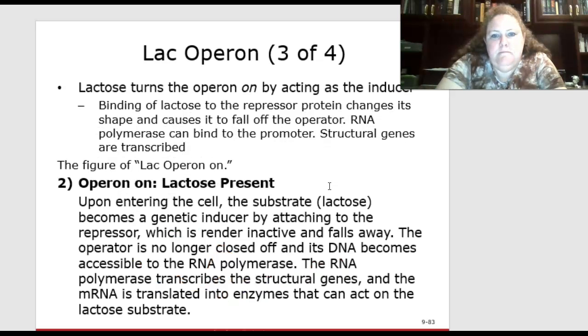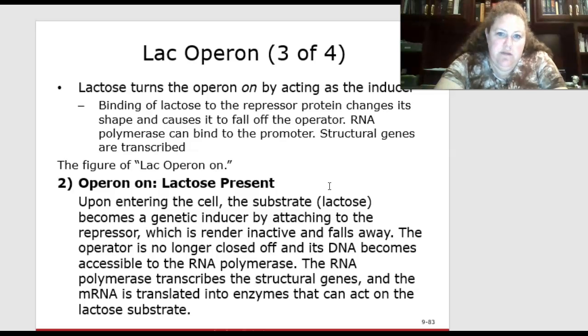The lactose turns the operon on by acting as the inducer. So the binding of lactose to the repressor protein changes its shape and it causes it to fall off the operator. Then RNA polymerase can bind to the promoter and the structural genes are transcribed.